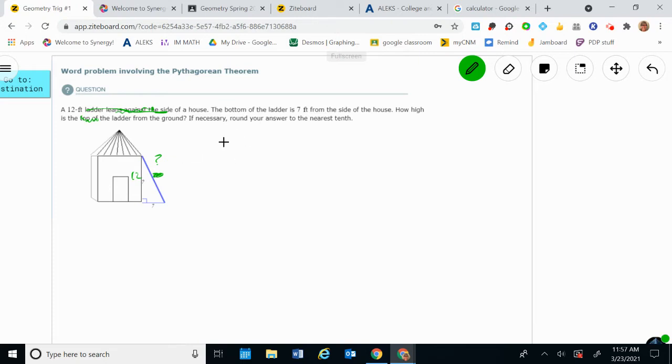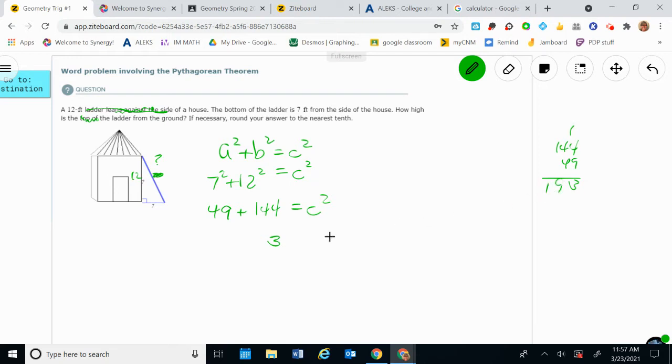All right. So again, a squared plus b squared equals c squared. So this time we don't know what c is, but we know a and b. 7 squared plus 12 squared. Okay. 49. You could do it like this, you guys. Equals c squared. And then add those two together. I just did this because I was doing it by hand. So I believe that's right. 144 plus 49, 13, 1, 9, 193 equals c squared.